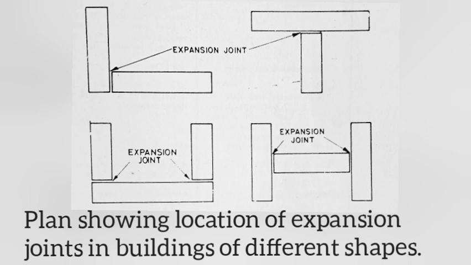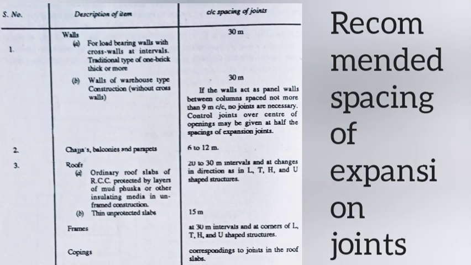There should be complete discontinuity of masonry, reinforcement, or concrete at the joint, and the gap should permit unobstructed movement of adjacent parts. The recommended spacing of expansion joints for different types of works as per IS 3414 is given in this table.